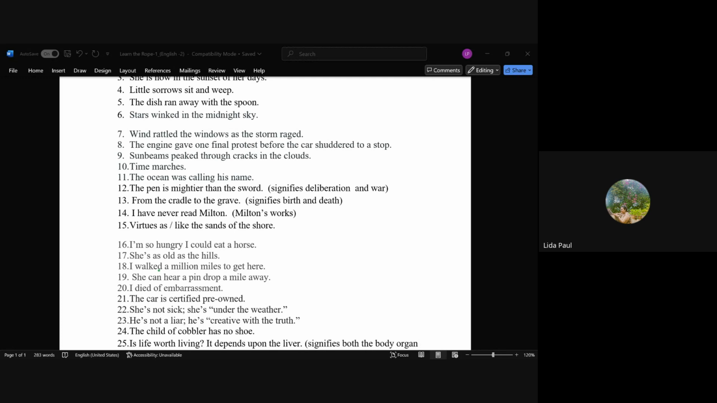Then 18th: I walked a million miles to get here. Now, how about this one? A hyperbole. Yes, this one also is a case of exaggeration and hence a hyperbole.